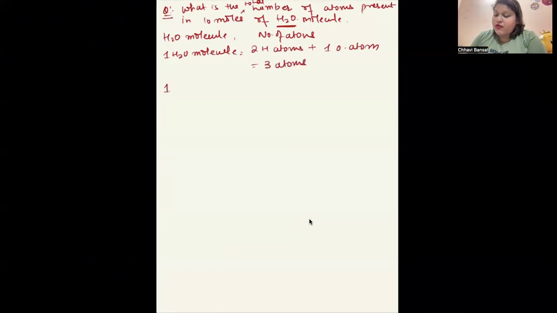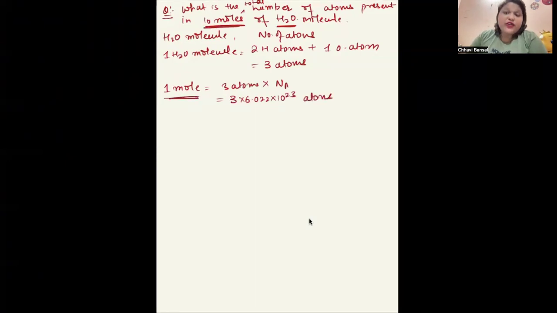Then one mole will have how many atoms? I can just multiply these 3 atoms into Avogadro's number, right? Which is 3 into 6.022 into 10 raised to 23 atoms. Fine. Now this is present in 1 mole. What are we given with? We are given with 10 moles. So 10 moles will have 3 into 10 into 6.022 into 10 raised to 23 atoms, right?